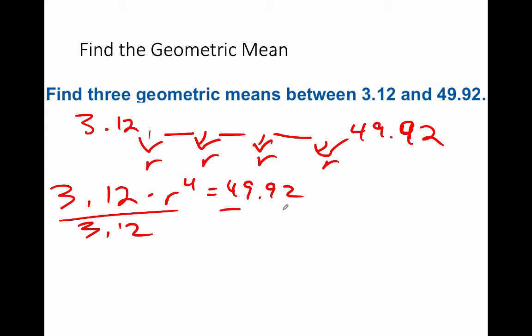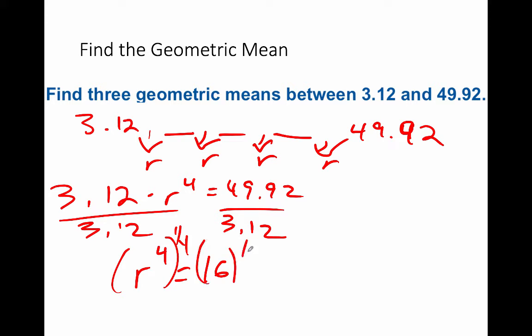Divide by 3.12, divide by 3.12. Take your calculator. 49.92 divided by 3.12. And I got, whoa, I got the wrong answer. I got 16. And now we might remember back that 2 to the 4th is 16. Maybe we don't remember that, though. So how do you undo a fourth root? To the power of 1/4 is the fastest. r is 2.